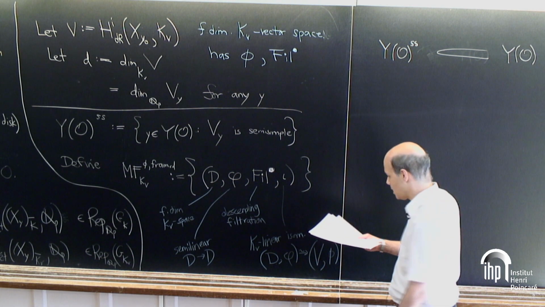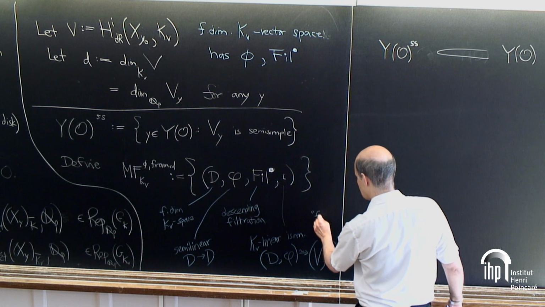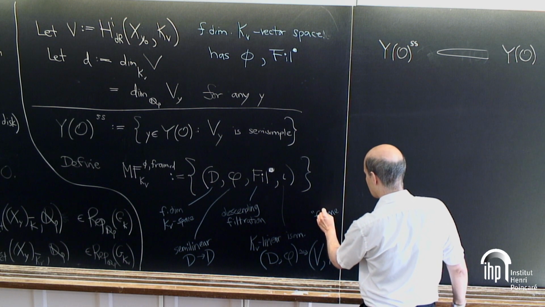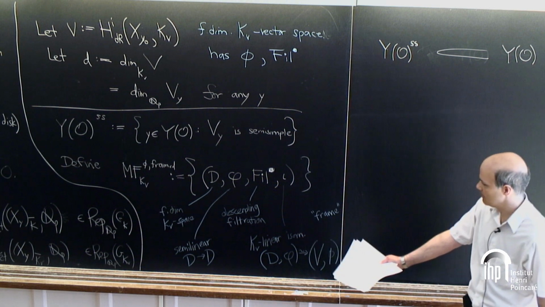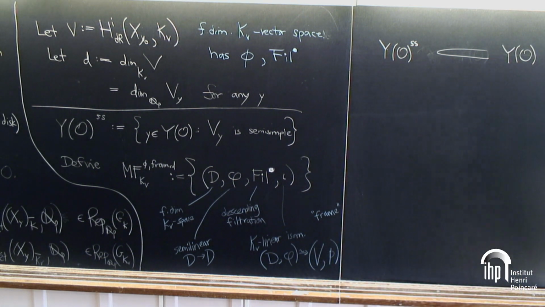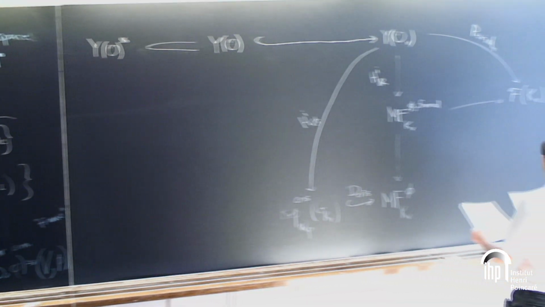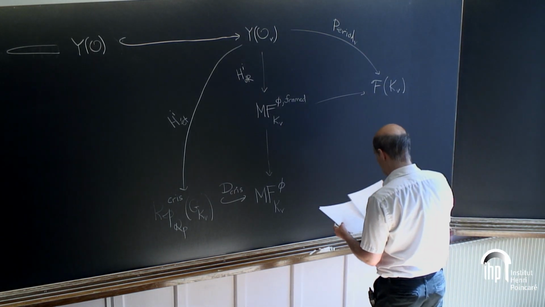So I'll think of this piece as being like a framing. I'm rigidifying things by labeling D by elements of D. Okay. So how does this work now?